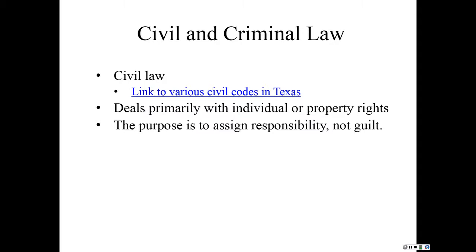What are we attempting to do? In civil law, the purpose is to assign responsibility and not guilt. We don't care who's guilty. We care who is responsible for the action.